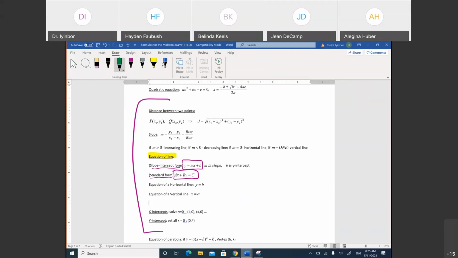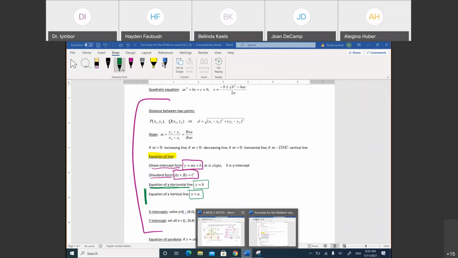Also, if you have a horizontal line, which is like this, the equation is y equals number. And if you have a vertical line, which is like this, the equation is x equals number. So horizontal and vertical lines have 2 specific equations, which have only x or only y. Everybody understand that? Mm-hmm.